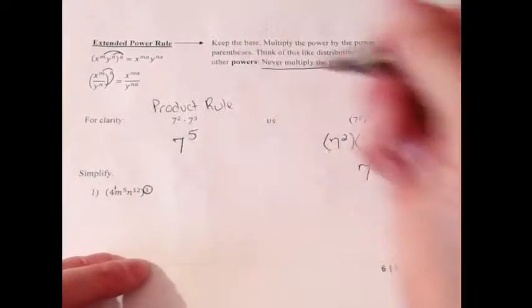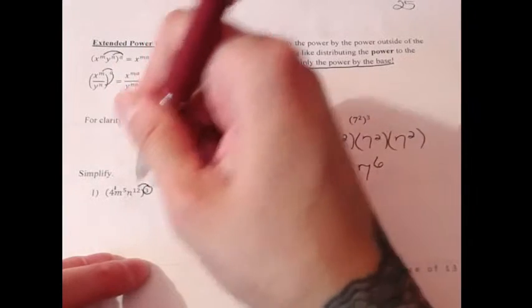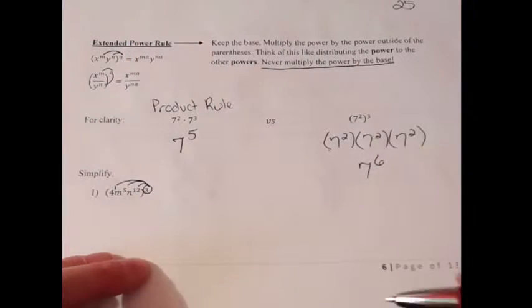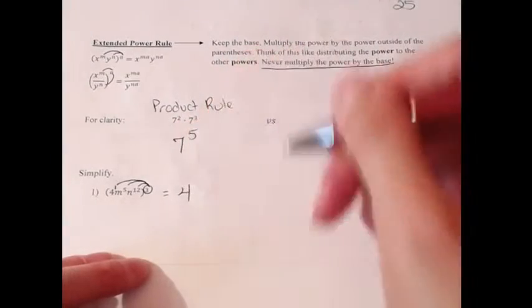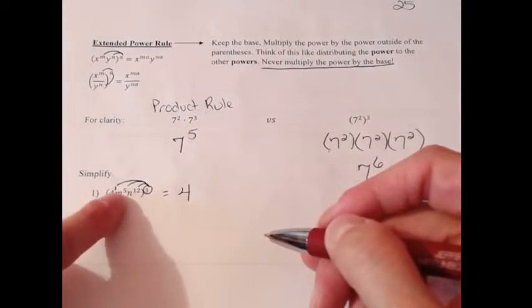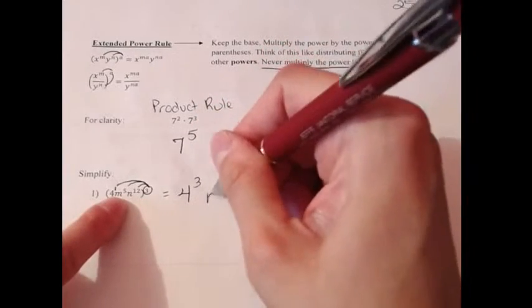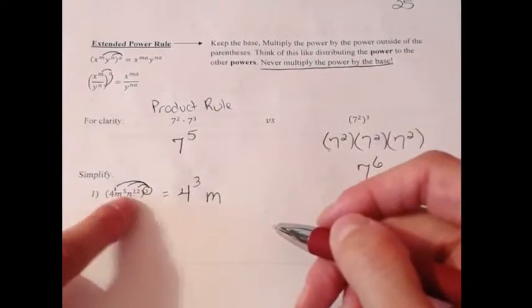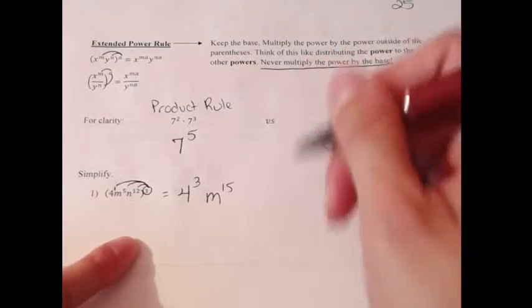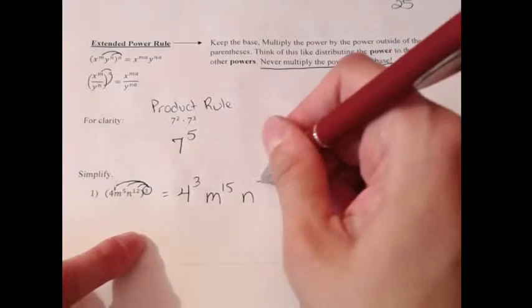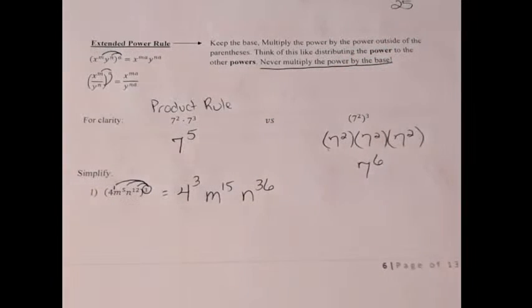So you're going to take that power of 3 and you're going to distribute to the other powers. Keep the base, multiply the powers. 1 times 3, 3. Keep the base, multiply the powers. 5 times 3, 15. Keep the base, multiply the powers. 12 times 3, 36.